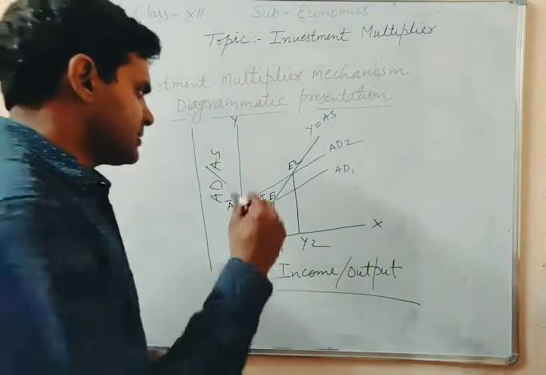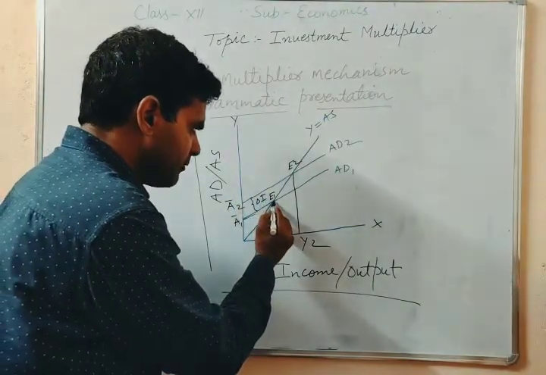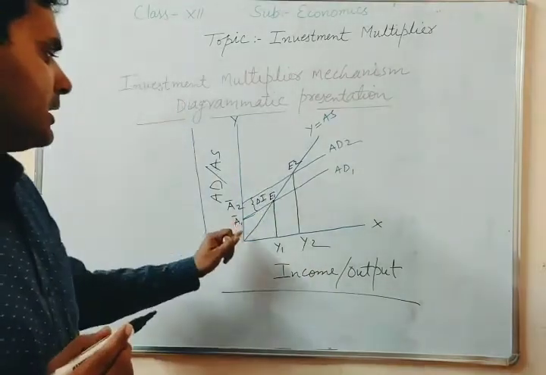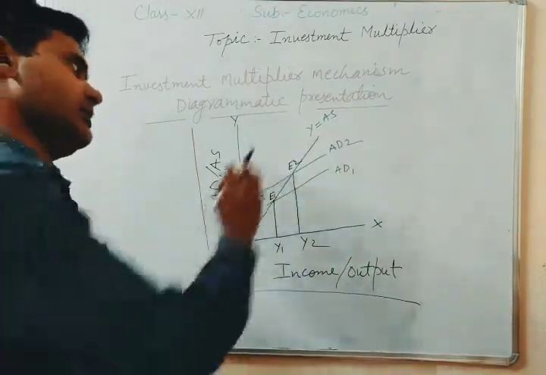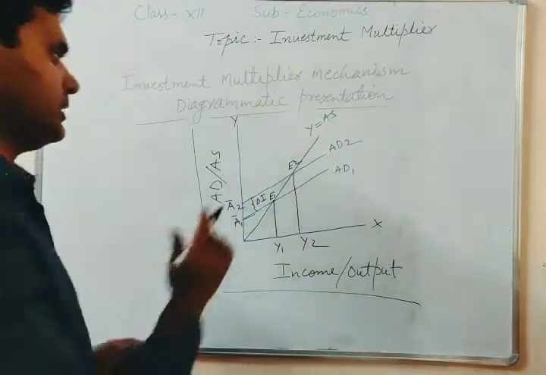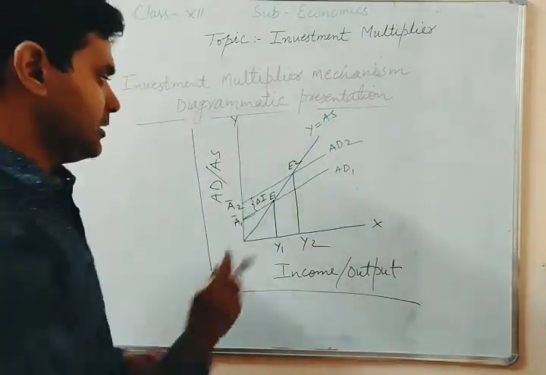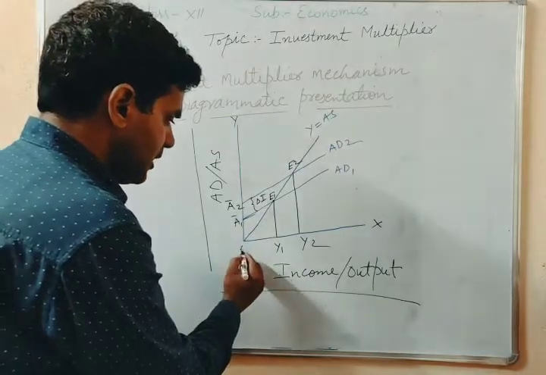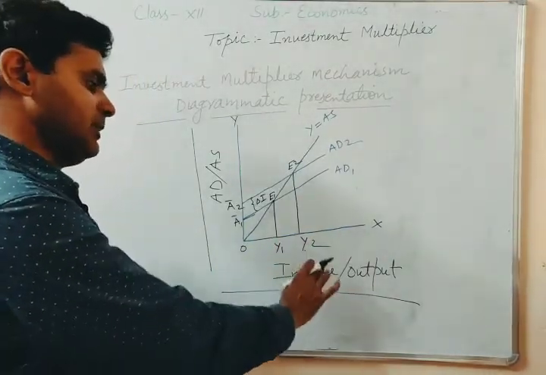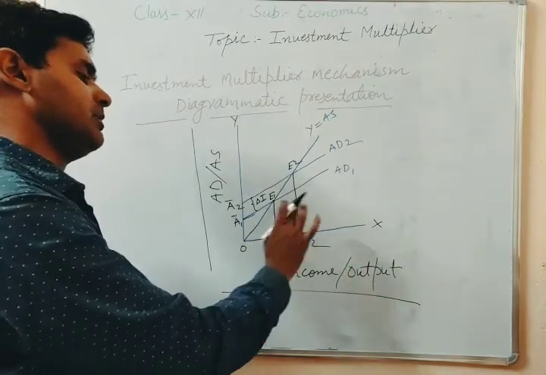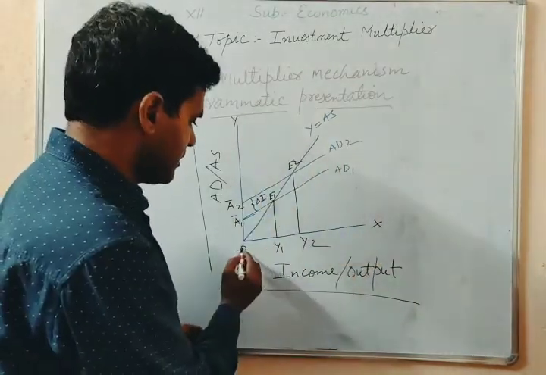Here you see that point E1 is the level of equilibrium where aggregate demand AD1 intersects the AS, or aggregate supply curve, at point E1. At this point, the level of income, output and employment is OY1.